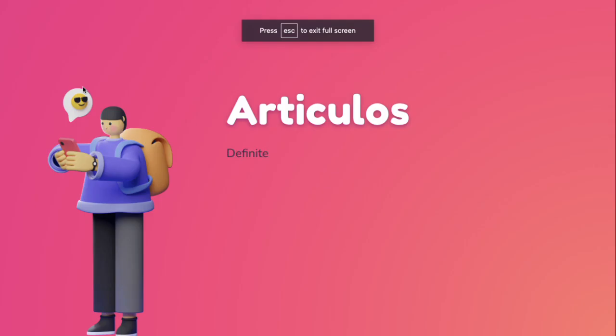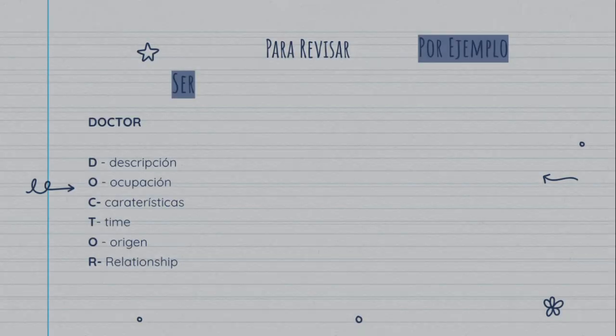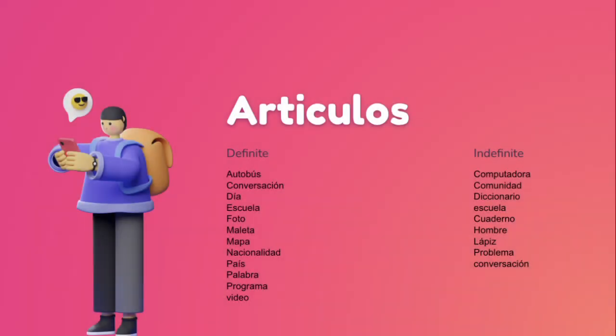We're also going to practice this. If you want your own practice before you start on that sheet: artículos. If we think about definite, I want you to do these: autobús, conversación, día, escuela, foto, maleta, mapa, nacionalidad, país, palabra, programa, y video. See if you can figure out, would those be el or la? Then get your indefinite. How about computadora? Now you're doing indefinite articles. What would that be? Comunidad, diccionario, escuela, cuaderno, hombre, lápiz, problema, conversación. All of those, figure out what would my indefinite article with that be? Put these in your notes. We can go over these together tomorrow in class, that way I can make sure you're on the right track.